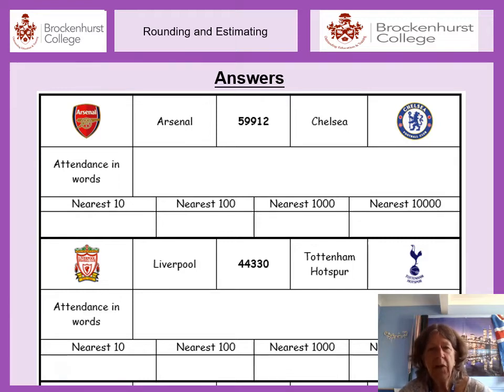This shows the attendance at two football matches, Arsenal against Chelsea and Liverpool against Spurs. In a moment you will need to pause the video and write the answers. First the attendance in words, then to the nearest 10, nearest 100, nearest 1000 and nearest 10,000. When you have written your answers, restart the video and we will go over the answers.